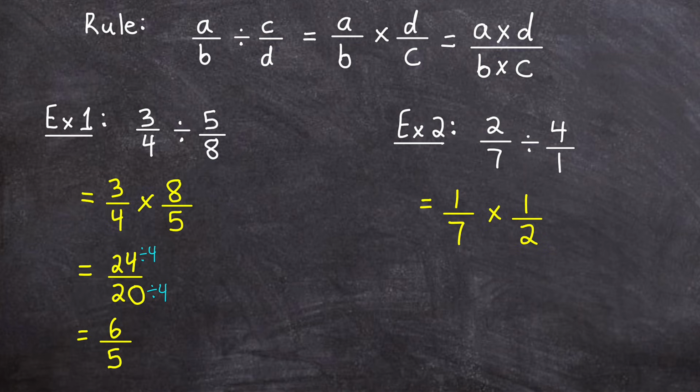And now I can do my multiplying. In the numerator, I have 1 times 1, which is 1, and that goes over the product of the denominators. 7 times 2 is 14.